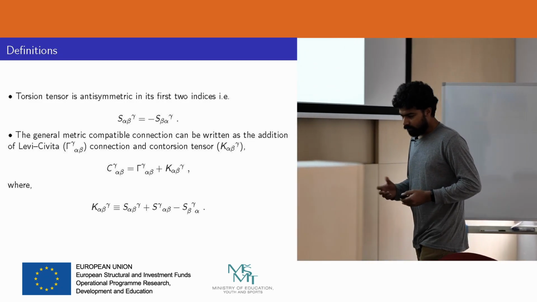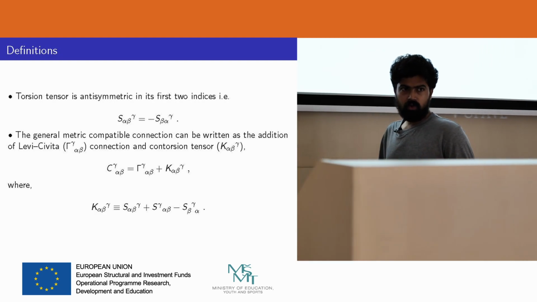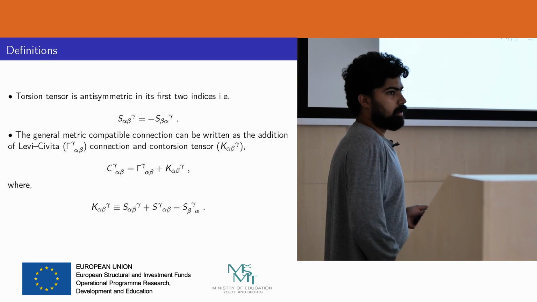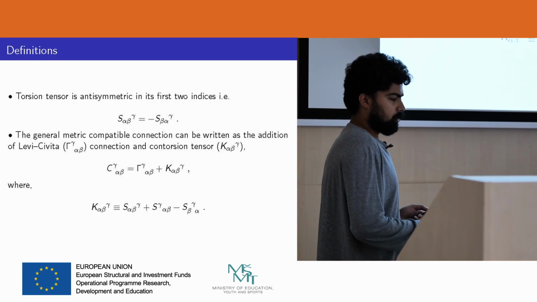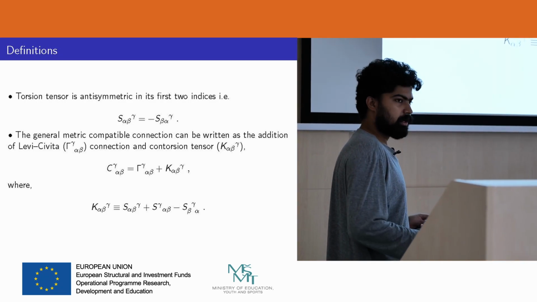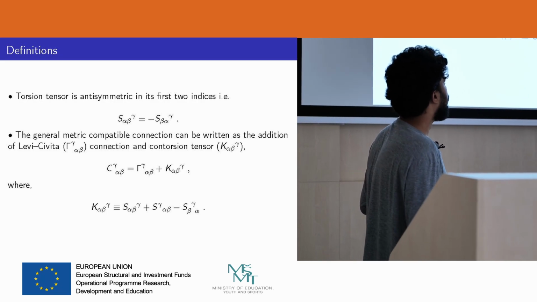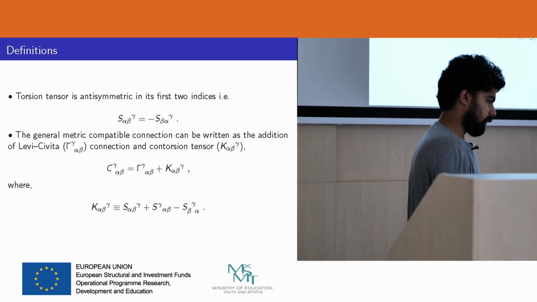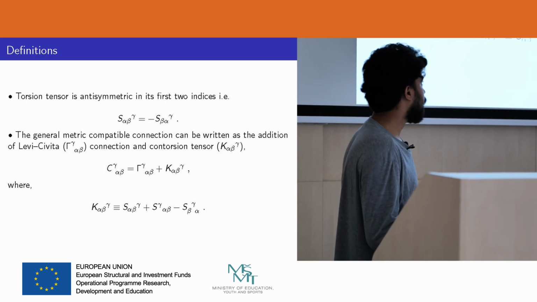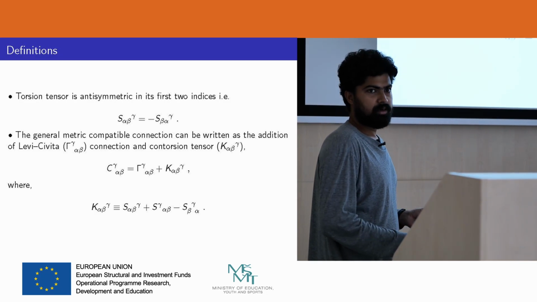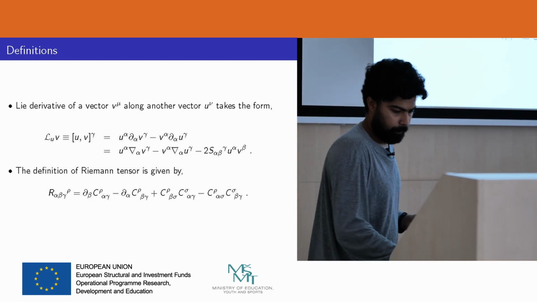So in GR we have a connection, that's the Levi-Civita one, that is a symmetric connection. So we excluded the antisymmetric part, and when we include the antisymmetric part and write in a more generic way, then we have this connection, and with this connection we depart from GR.